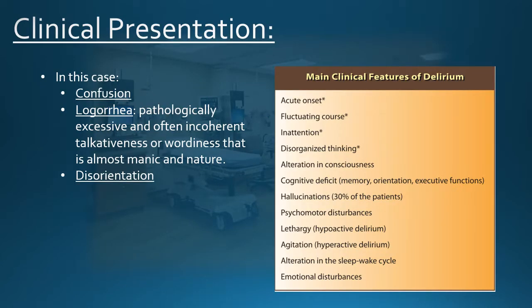In this case, the patient presented with confusion, logorrhea, which is defined as excessive and often incoherent talkativeness, and disorientation. To the right, you can see the key clinical features of delirium. In the postoperative setting, the features that are important to observe for are acute onset, agitation, alteration in consciousness, and a fluctuating course. As you can imagine, these signs may be very difficult to identify in the PACU. Many patients are hypoactive after surgery as it is, but prolonged lethargy should alert the anesthesia provider that an assessment for delirium may be indicated.